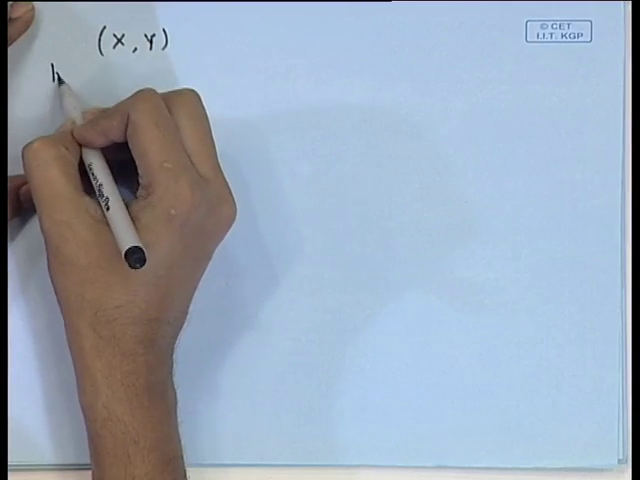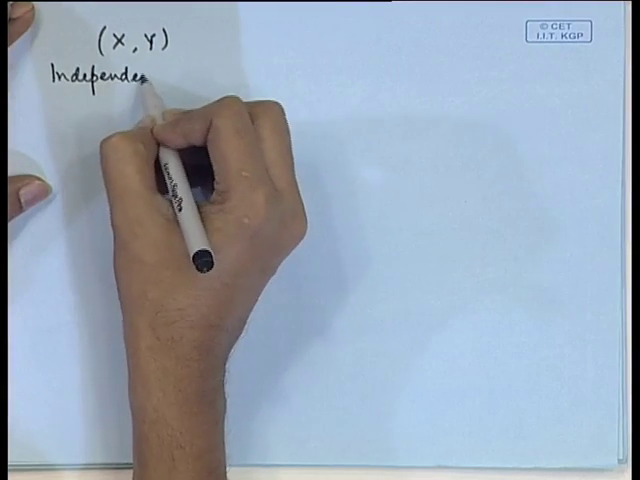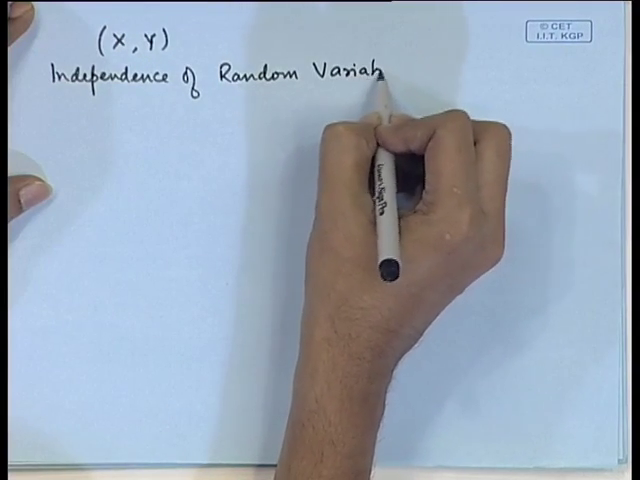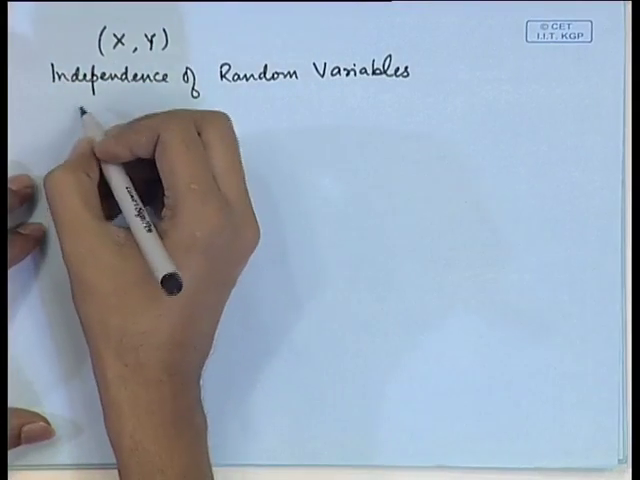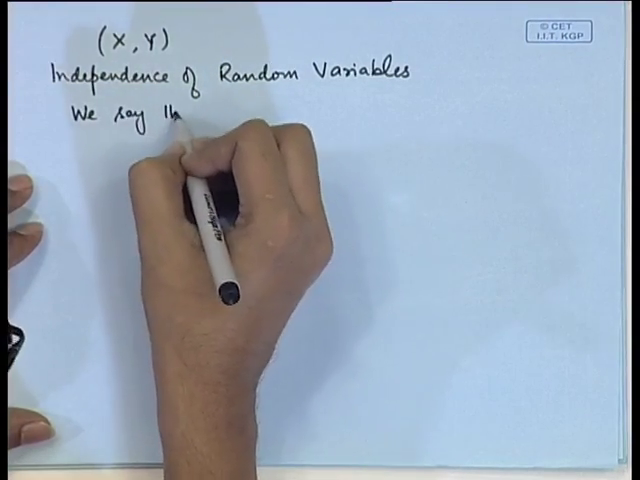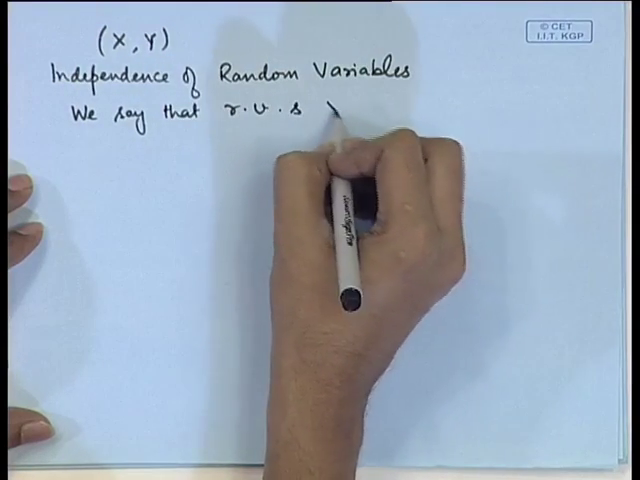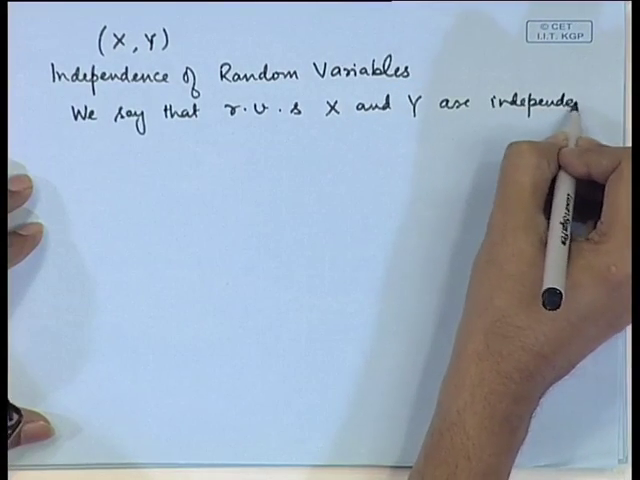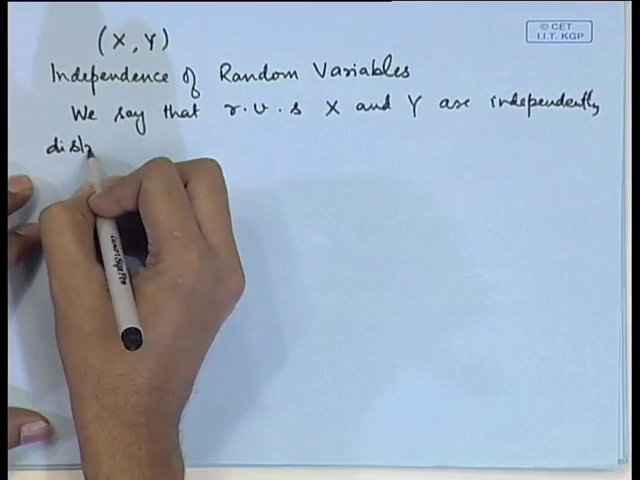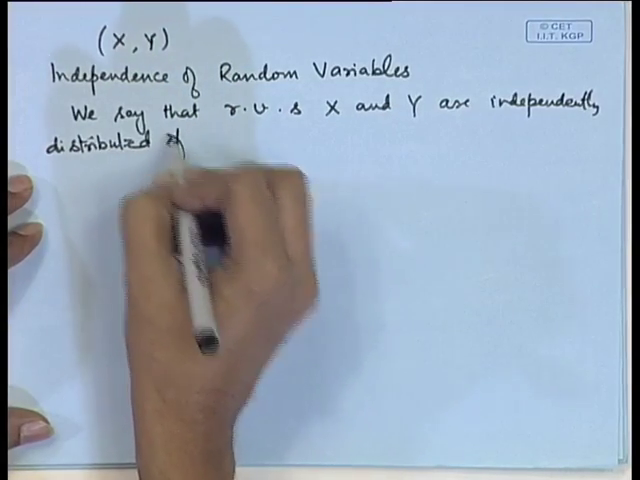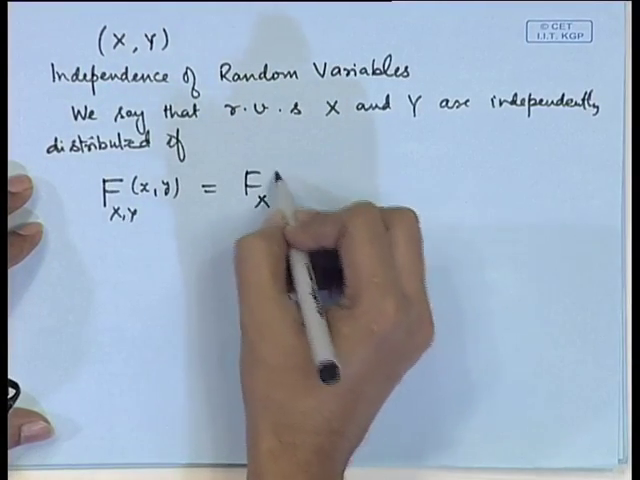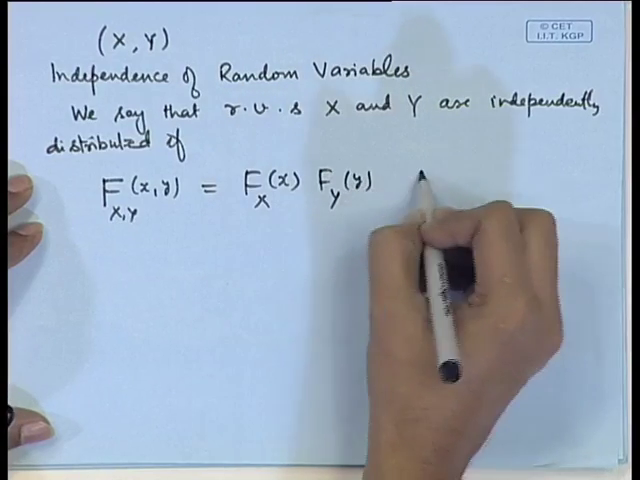Next, we discuss the concept of independence of random variables. We say that random variables X and Y are independently distributed if the joint CDF is equal to the product of the marginal CDFs at all points.